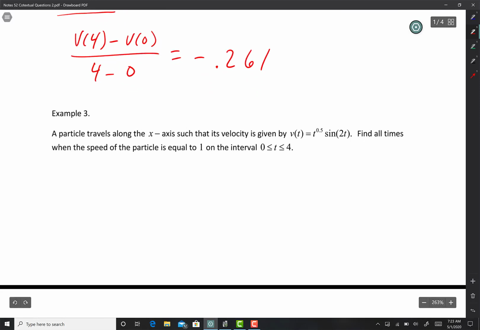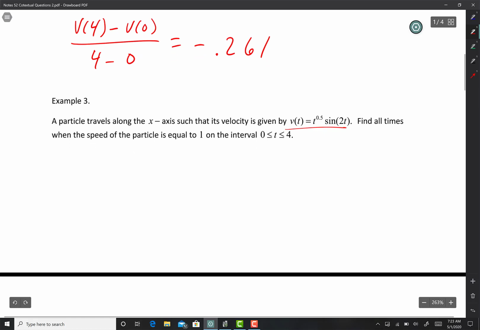A particle travels along the x-axis such that its velocity is given by, again, so they give me velocity. Find all times when the speed of the particle is equal to 1 on the interval 0 to 4. All right, speed is absolute value of velocity.